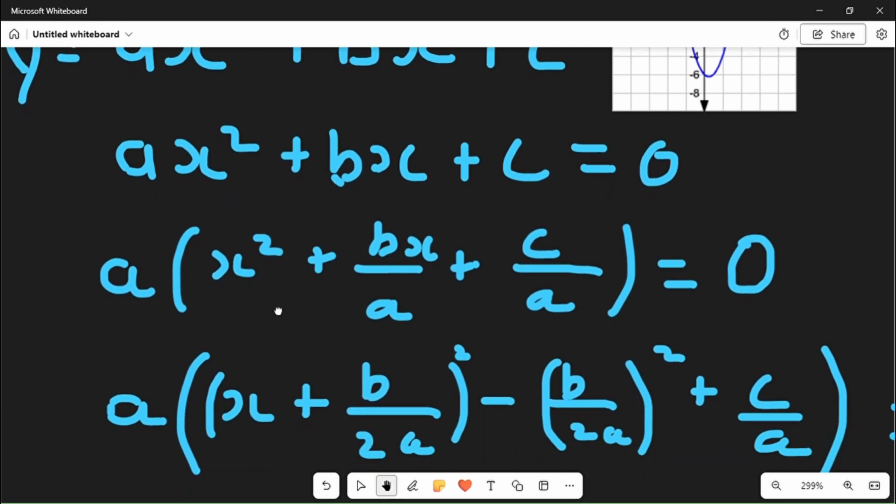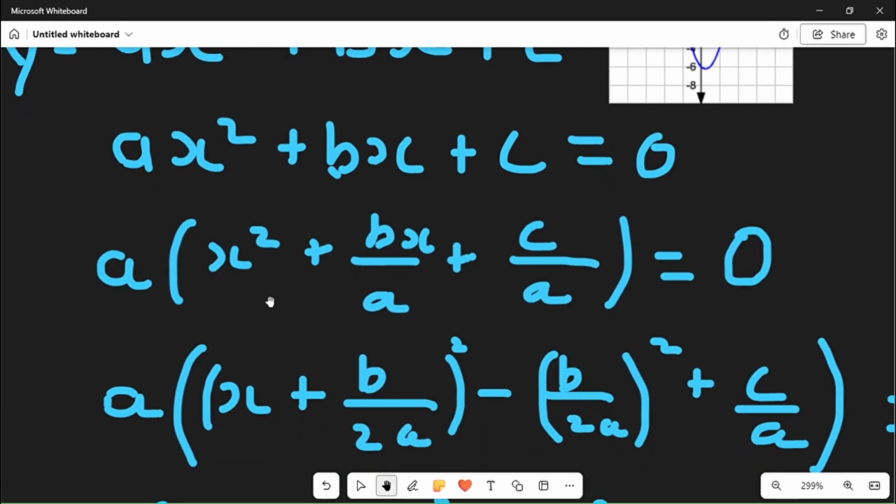So from this step onwards, we complete the square. Completing the square means we halve the b term and we put it in here. So x plus b on 2a, squared, then we minus this b term, b on 2a, and then we square it. This step here is called completing the square. If you're not familiar with this, you can check out another video I did on completing the square, but for the sake of this video, we'll assume you know how to complete the square. So we've completed the square, and then the plus c on a stays the same.